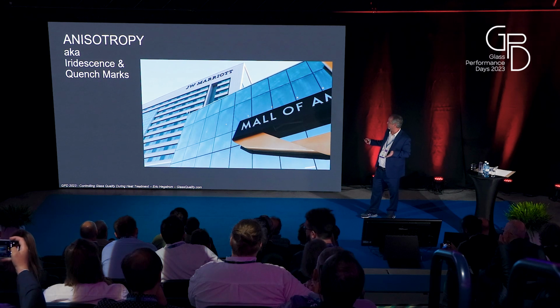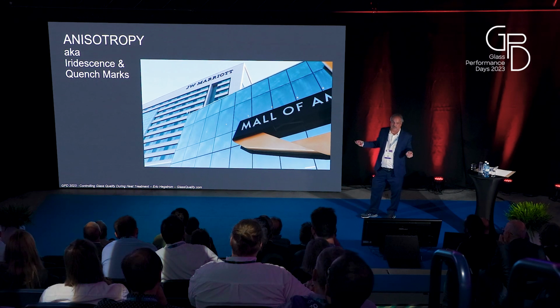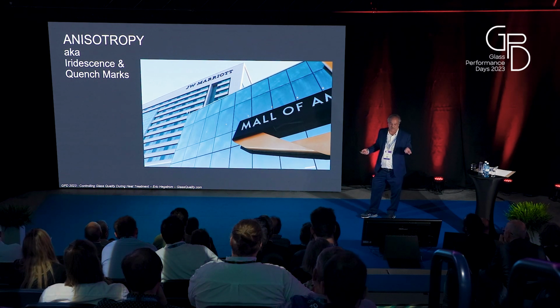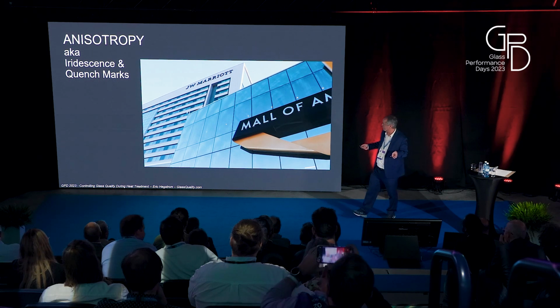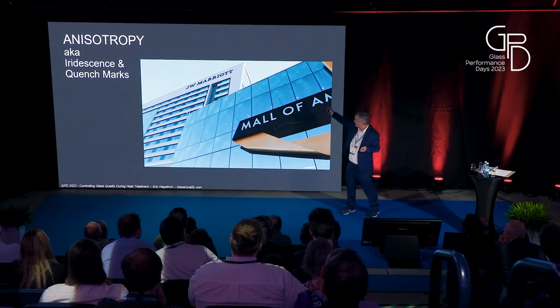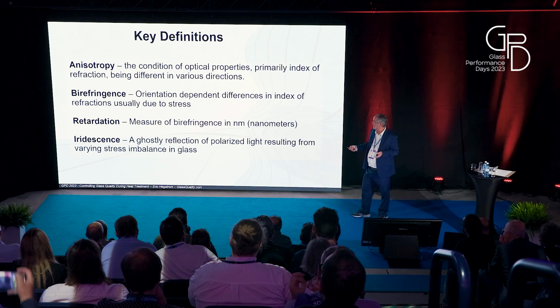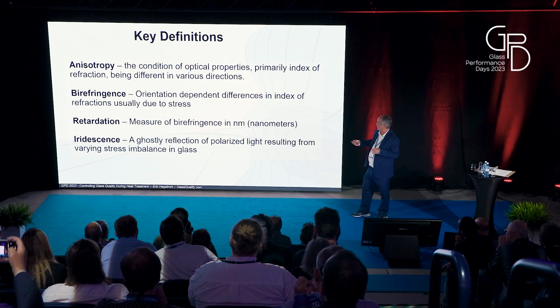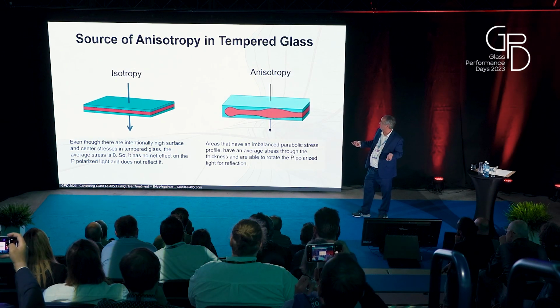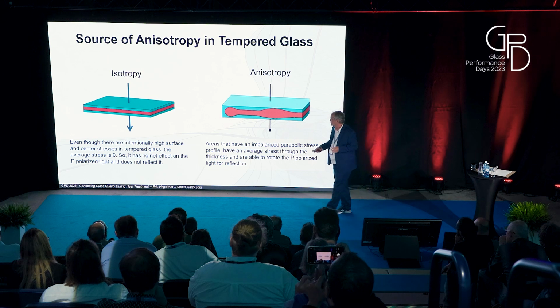Okay, anisotropy. We talk about anisotropy or anisotropy, or there's like 3 different ways to say it, so I get very confused. What we're really talking about is classic iridescence or quench marks. I won't go through the optical definitions. You can look those up. What causes it? An imbalance.